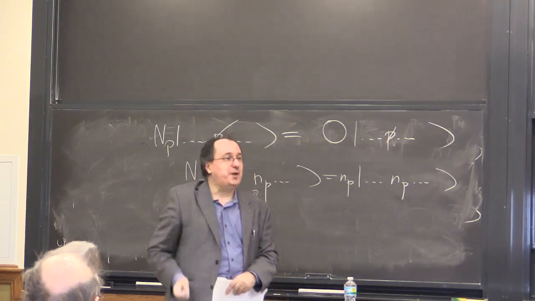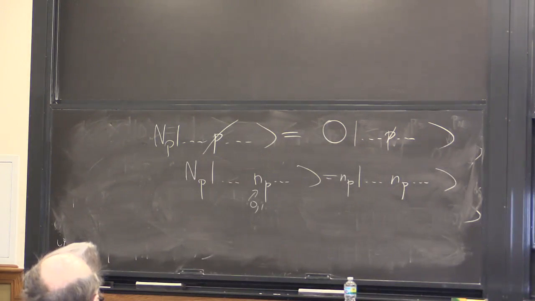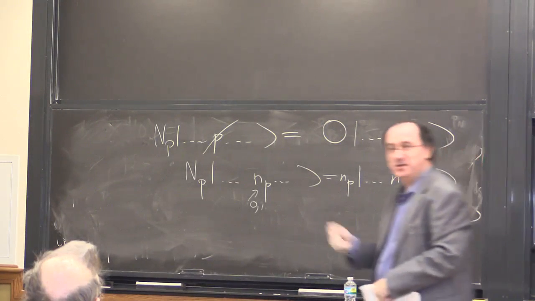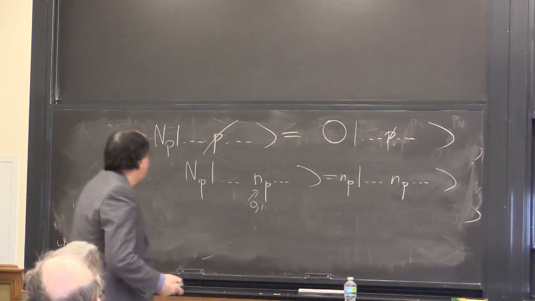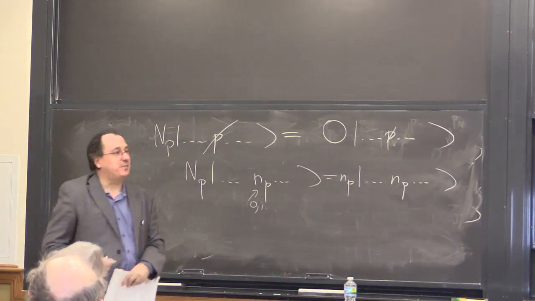You see, occupation numbers are eigenvalues of these operators. Isn't that great? You have an operator that tells you how many particles are in your given spin orbital. So that's exactly why we call this occupation number representation.